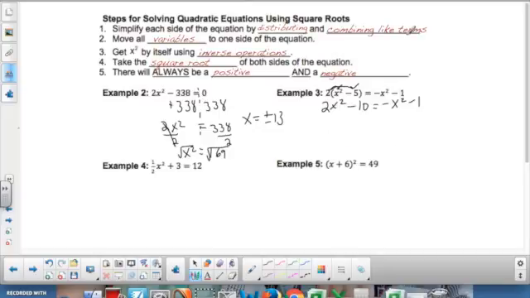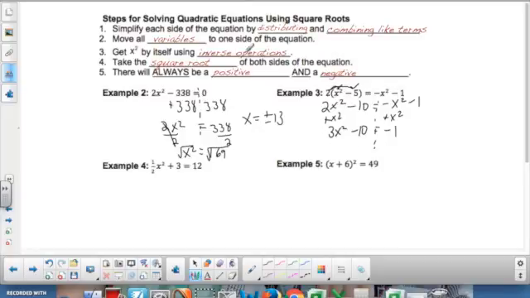Okay, I don't have any like terms on each side that need to be combined, but I do want to move all my variables to one side. So I'm going to add x squared. Remember, here's my divider. I'm going to add x squared to each side. 2x squared plus x squared is 3x squared minus 10. Over here, all that's left is negative 1.